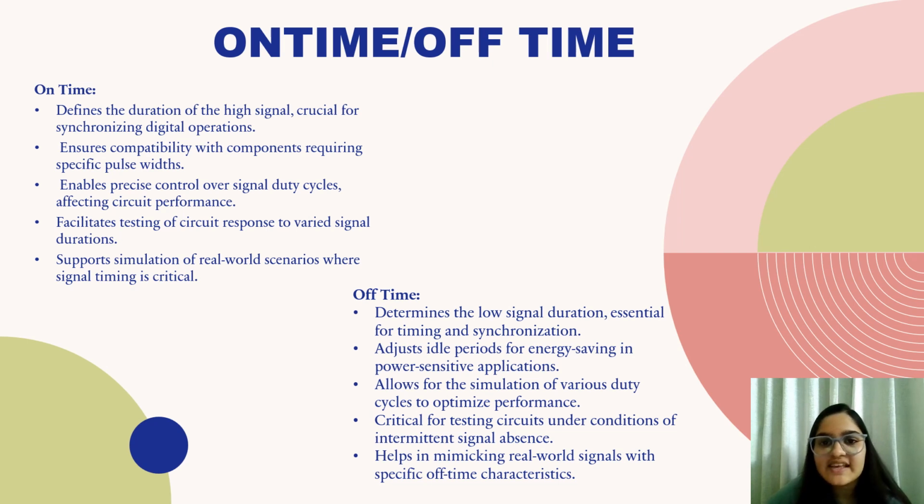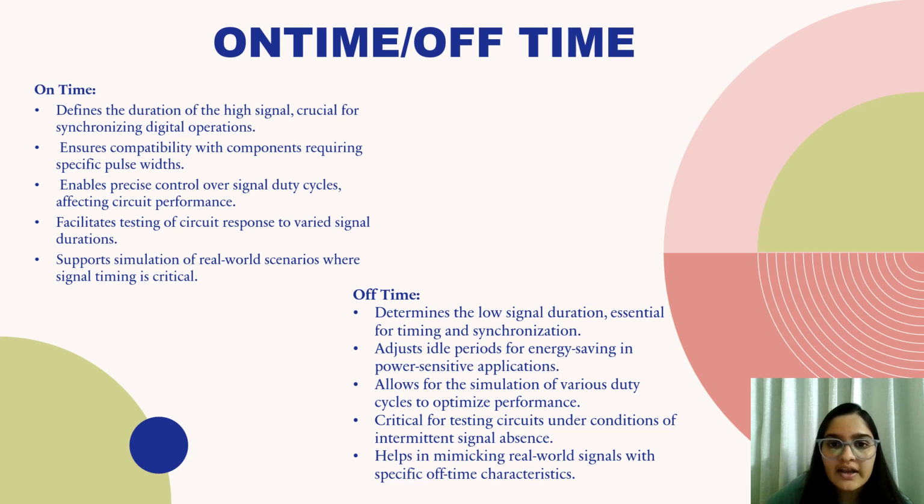So, on time is essential for synchronization of digital operations. It ensures that the signals are aligned perfectly, facilitating seamless communication between the components. This synchronization is the backbone of a reliable digital system. Different components require different specific pulse widths to operate correctly. By adjusting the on time, we can ensure a circuit communicates effectively with all its parts, maintaining the integrity of the overall system.